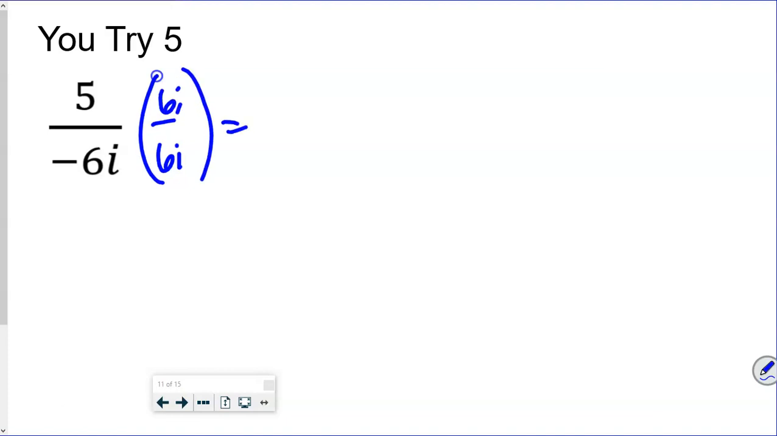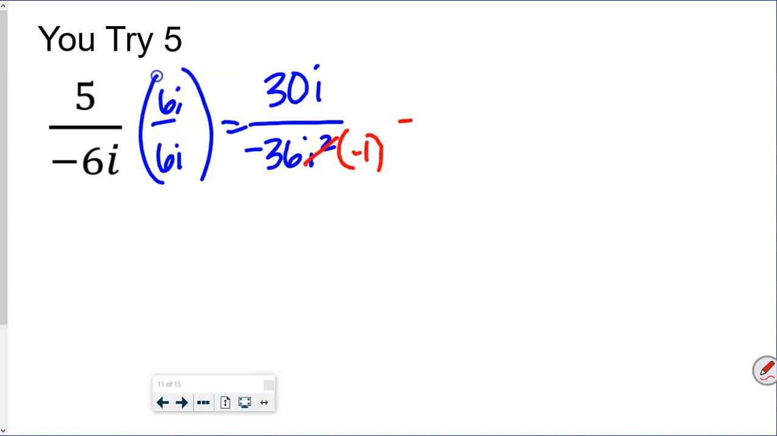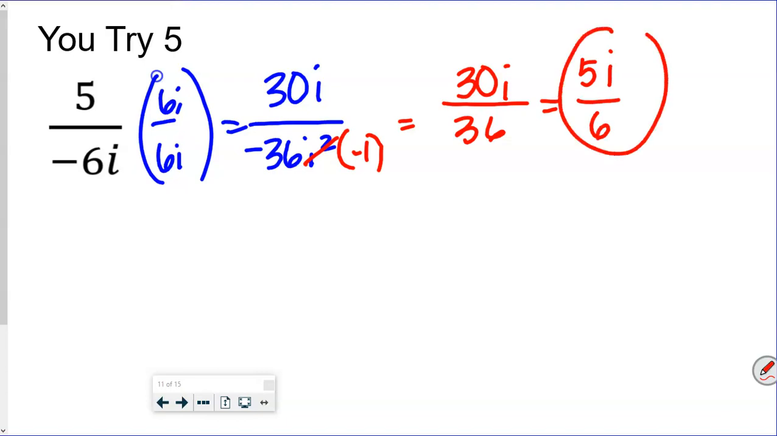So this is going to be 30i over negative 36i squared. Keeping in mind, again, this changes to a what? A negative 1. So this is going to be 30i over negative times positive is what? Yeah, this is going to be 36. So then we're going to simplify this. And 6 goes into both of these. Let's do 6. So this would be 5i over 6, right? That's your answer.